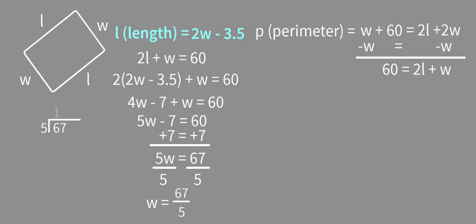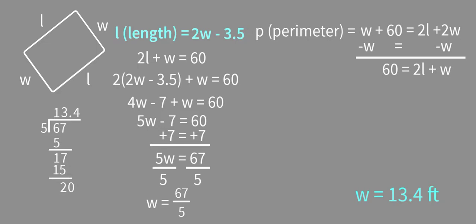5 times 1 is 5. Subtract. Bring down your 7. 5 times 3 is 15. Bring down your 2. We'll put a decimal here. Bring down your 0. And that's 20. So that ends up canceling out. So the width equals 13.4 feet.